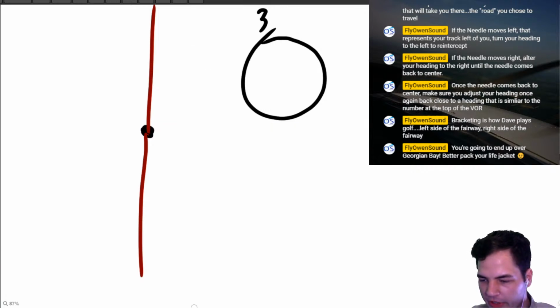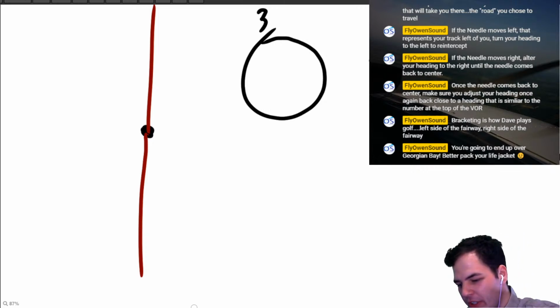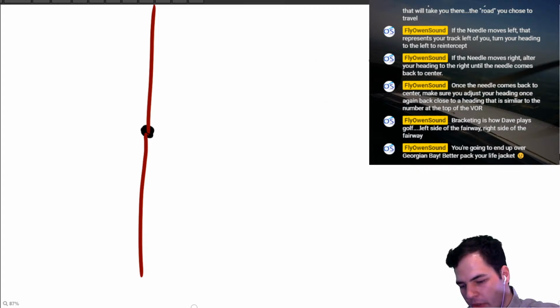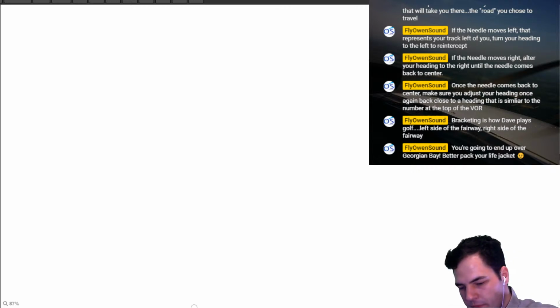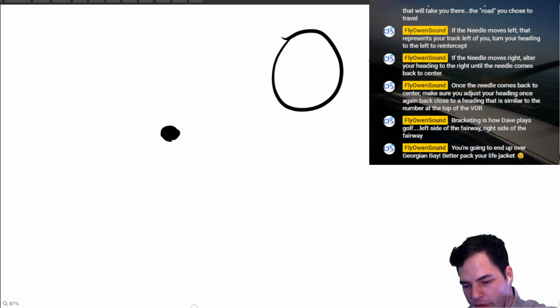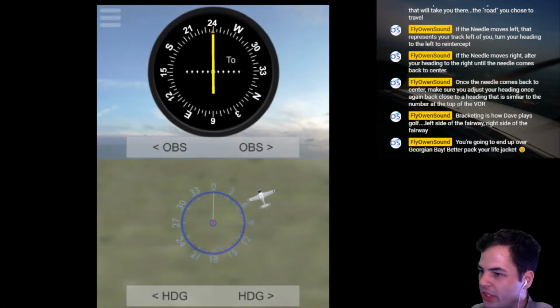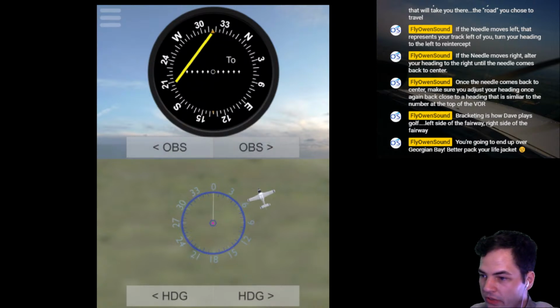Let's look at some other scenarios, because I know that this one can be quite a tricky one. So let's say that we're on some more obscure angle. We've got our VOR, and let's say that we tune 330. When I cheat and look at my dial here, 330 is between north and west.